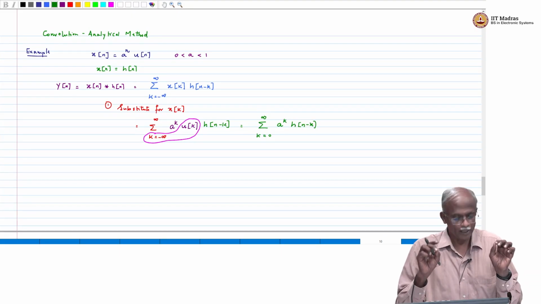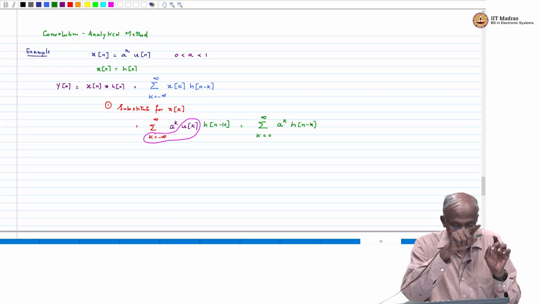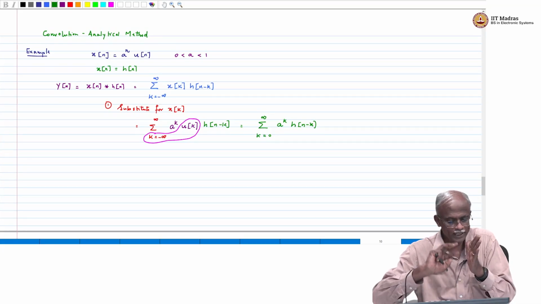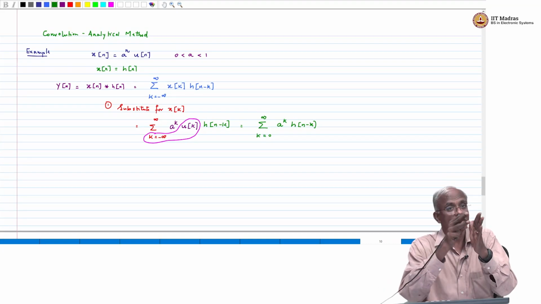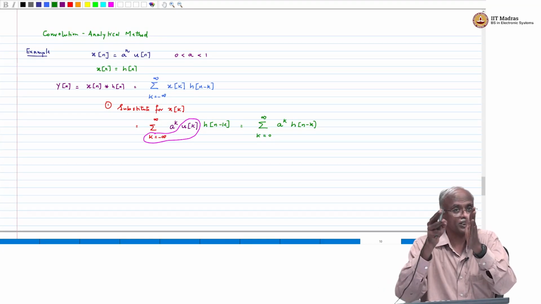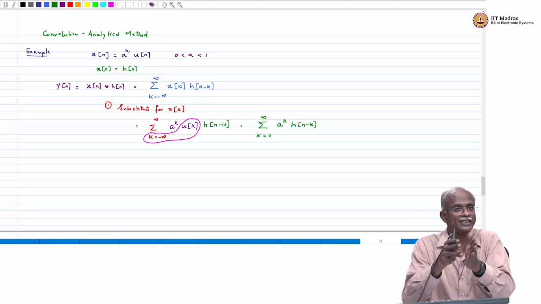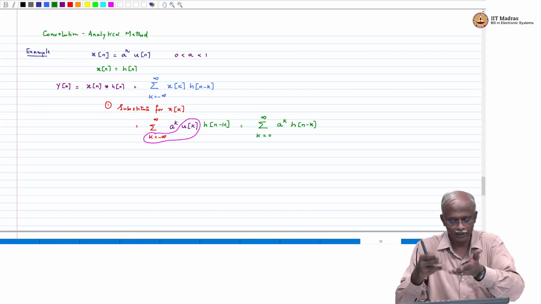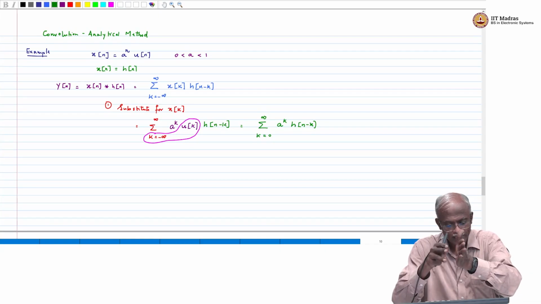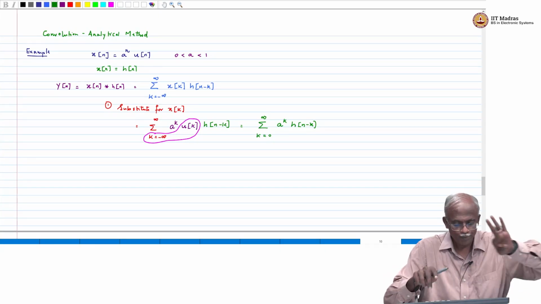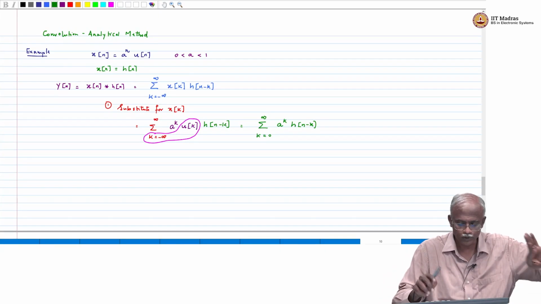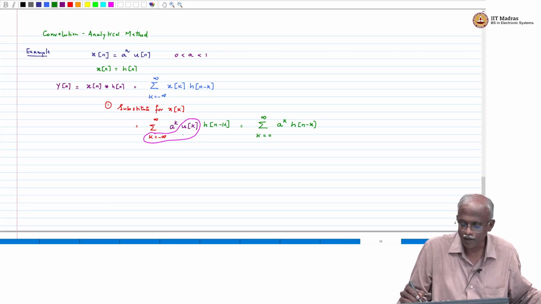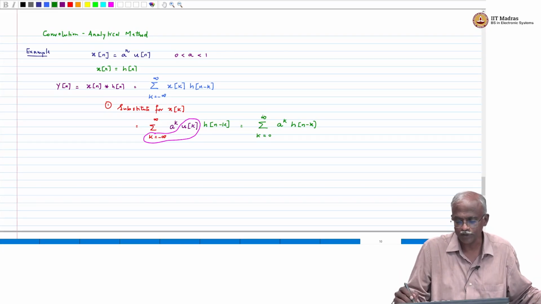Very important step, let me repeat it. The original expression for the summation goes from minus infinity to infinity. But when you look at what terms you are summing over, these terms are 0 for negative values of k, because the input is not defined. So basically this product will be 0 for all k less than 0. Therefore this summation becomes a summation from 0 to infinity.